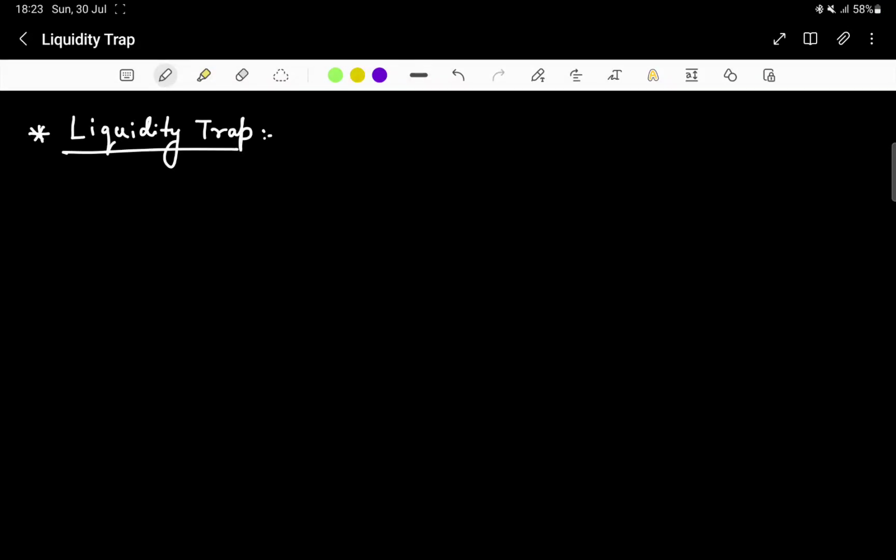Hello guys, in this particular session we will be discussing the liquidity trap that exists in the economy. Firstly, we will try to think about what a liquidity trap is.